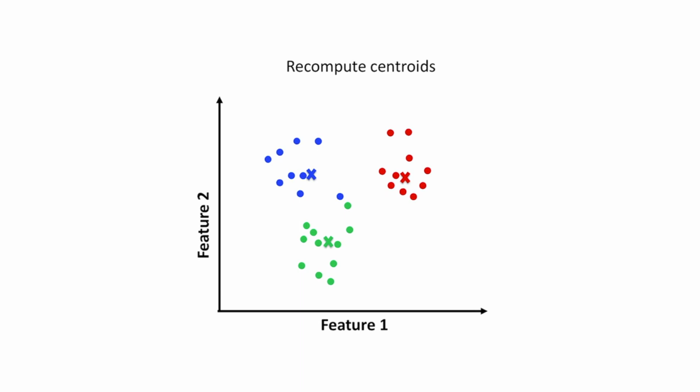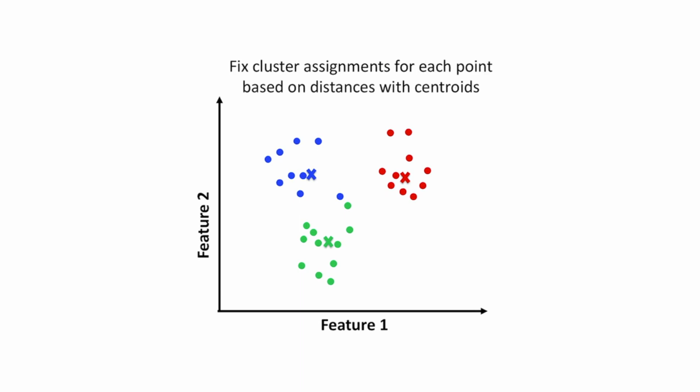So we'll have to check if the cluster assignments change. So we try to fix the cluster assignments, and we find that based on the distance from each point to all three centroids, we do not need to change the cluster assignments anymore. So that is when the algorithm realizes that the cluster assignments have converged to a stable situation. Therefore, the k-means algorithm will output this clustering result.